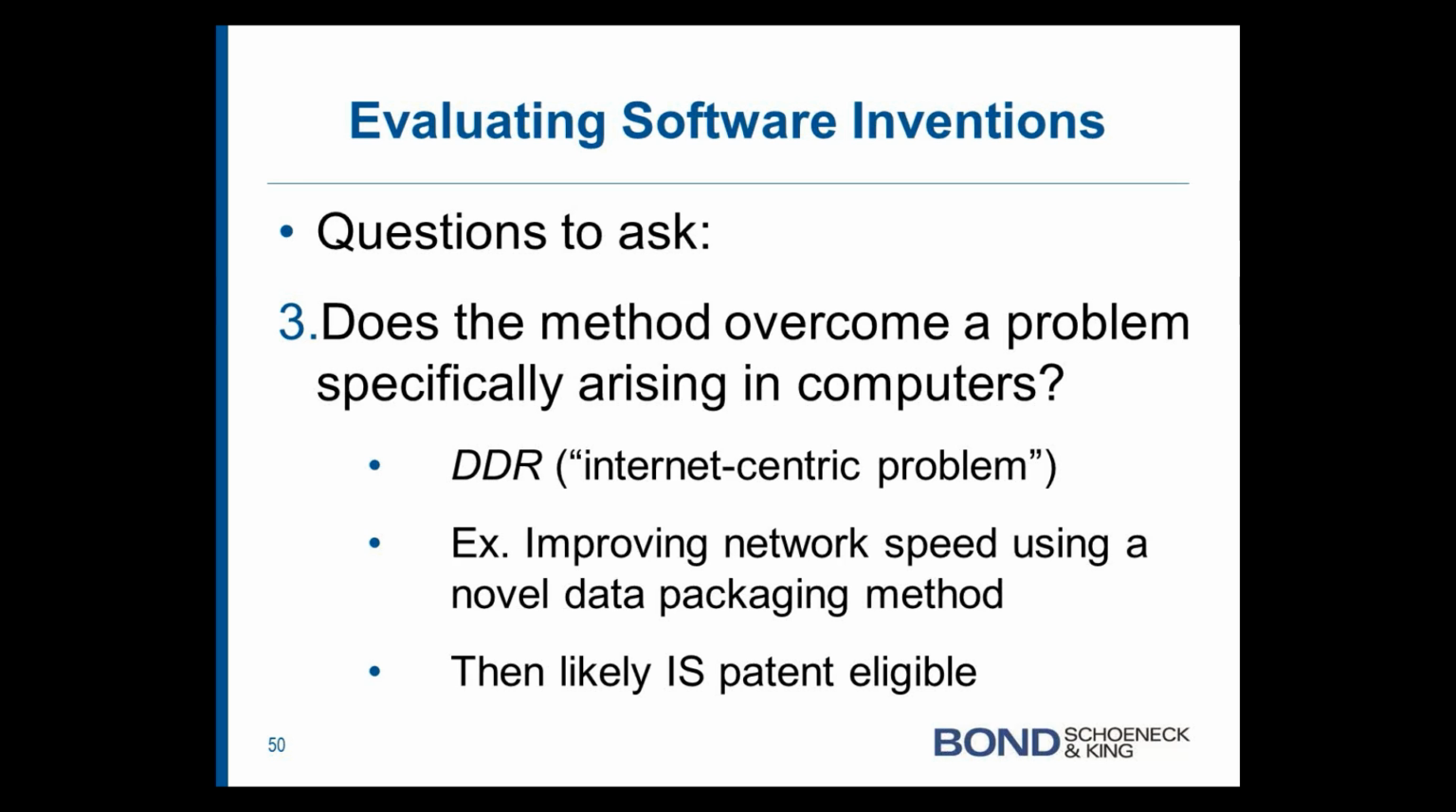As another example of whether the method is specifically arising in the realm of computers is an example of improving network speed using a novel data packaging method. So if you were to claim something like this, you would want to provide support in the specification, for example, as to how this is improving the network speed, what are the benefits of improving the network speed, and anything you can do to emphasize that as a result of this, we have an issue that's specifically arising in this realm, and it's improving that network speed. In which case, it's likely going to be patent eligible.